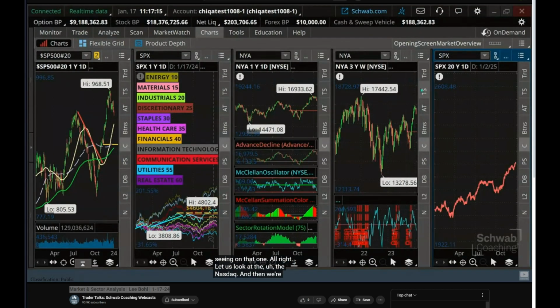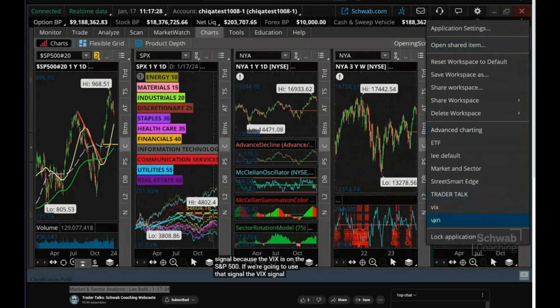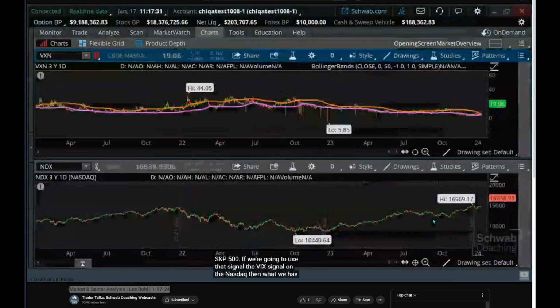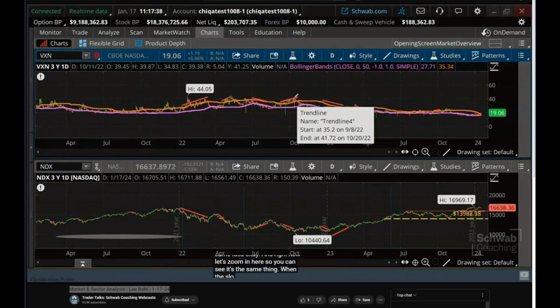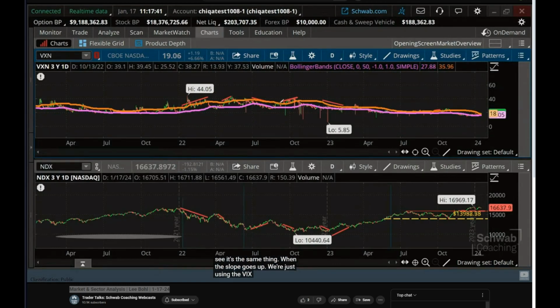All right, so with the NASDAQ, we can't use the VIX signal because the VIX is on the S&P 500. If we're going to use that signal on the NASDAQ, then what we have to do is use the VXN, but it's the same idea, okay? And right now, let's zoom in here. So you can see it's the same thing. When the slope goes up, we're just using the VXN as opposed to the VIX.